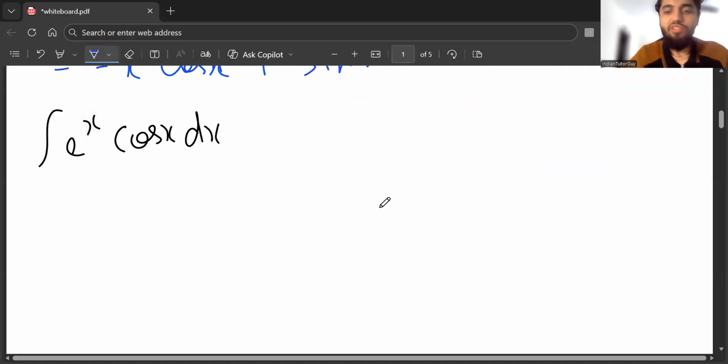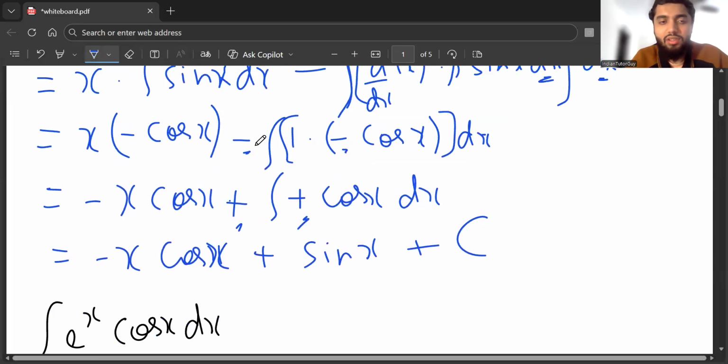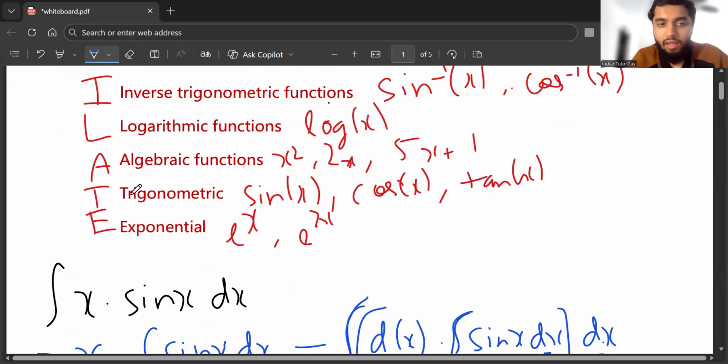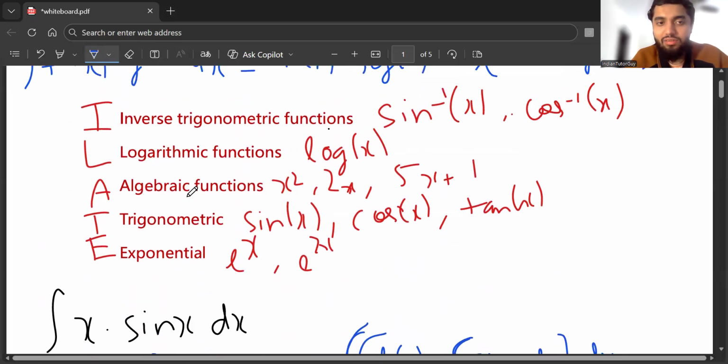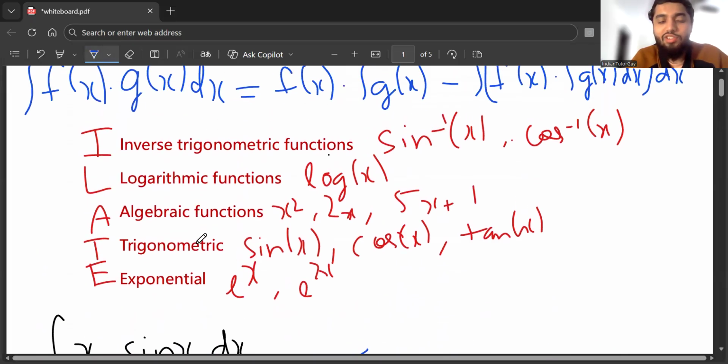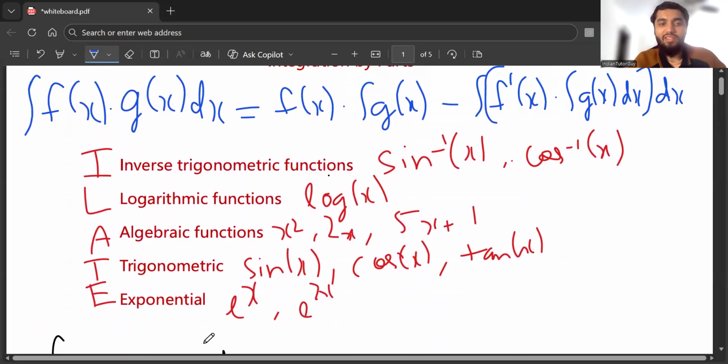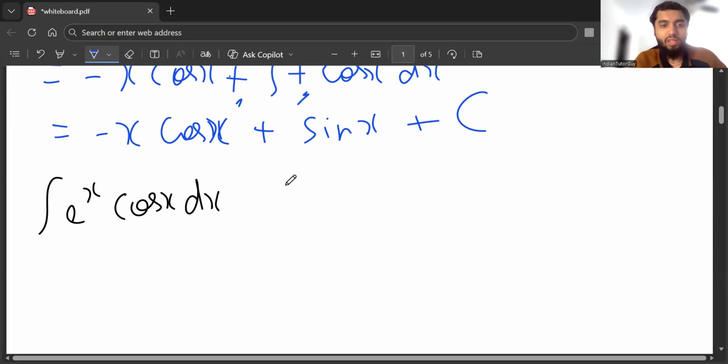So first we need to make sure the ordering is right, because of ILATE. We have an exponential and we have a trigonometric function, and it would be ideal to have the trigonometric function before the exponential. So we would want the trig function to be f of x and the exponential function to be g of x. So here we're actually gonna have to flip the order.